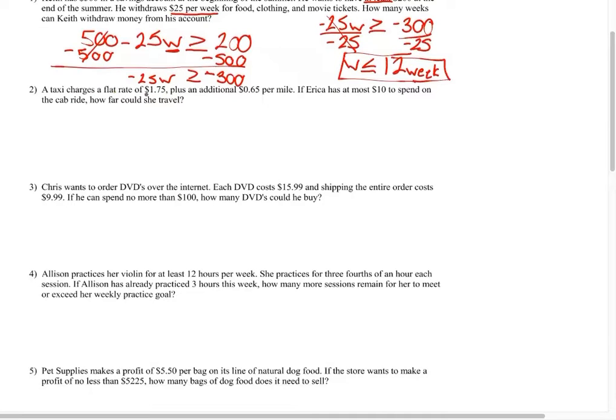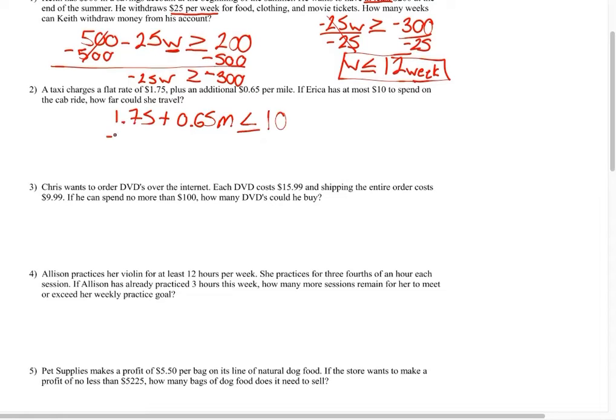So it charges a flat rate of $1.75. So we're going to write 1.75 plus an additional 65 cents per mile, so plus 0.65 times the number of miles. If Erica has at most $10 to spend on the cab ride, how far can she travel? So whatever this amount is, it cannot exceed, it has to be less than or equal to $10. Now that we have the inequality that represents the situation, we can solve for our variable.